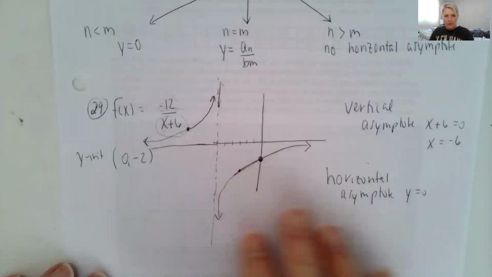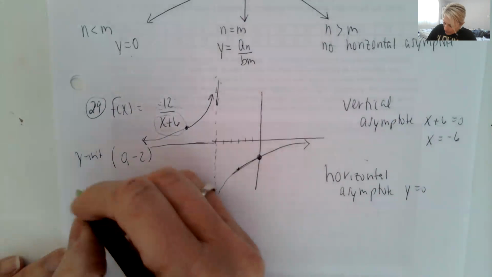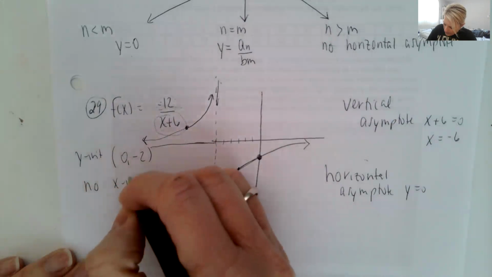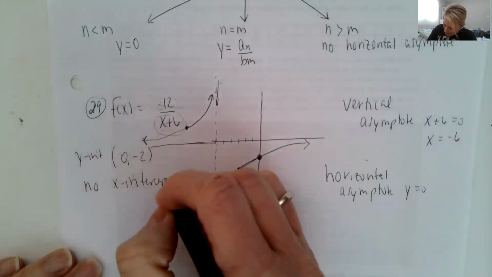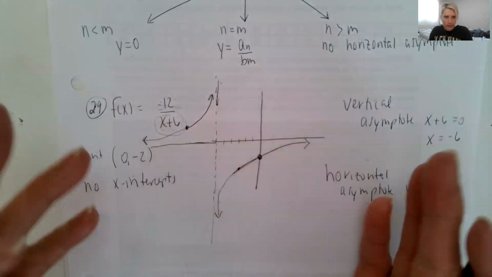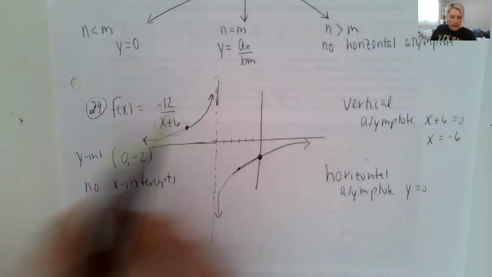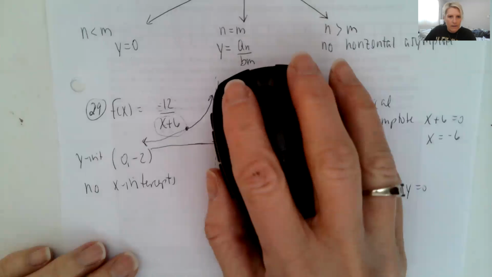And so you need to be able to explain these things. So there is no x-intercept, because we have the asymptote at y equals 0. So let's go ahead and put this into Desmos and see what it looks like.